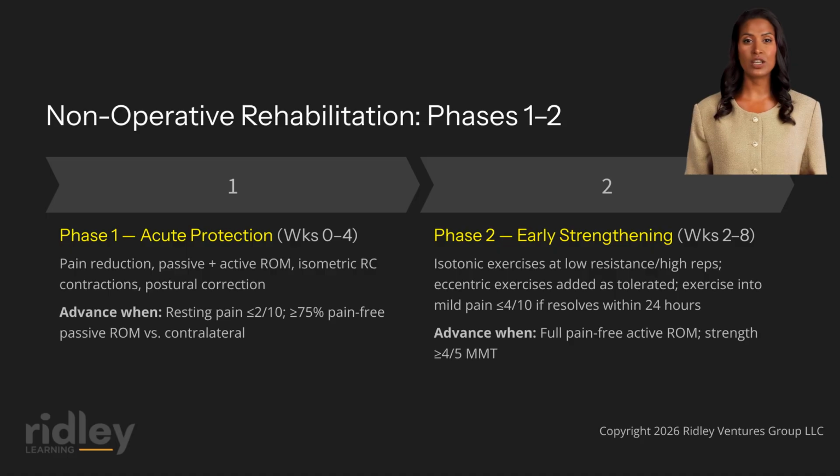Phase 2, the early strengthening phase spanning weeks 2 to 8, introduces isotonic exercises at low resistance and high repetitions with eccentric exercises added as tolerated, supporting exercise into mild pain of 4 out of 10 or less provided symptoms resolve within 24 hours. Advancement from Phase 2 requires full pain-free active range of motion, ability to perform daily activities without pain, and at least 4 out of 5 strength on manual muscle testing.